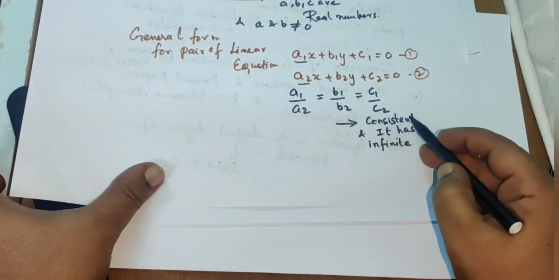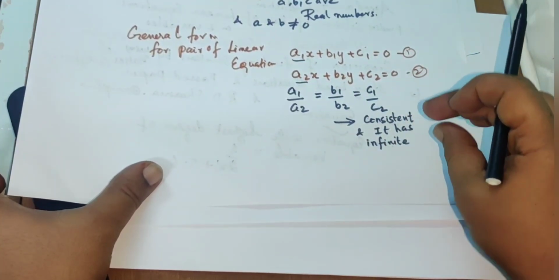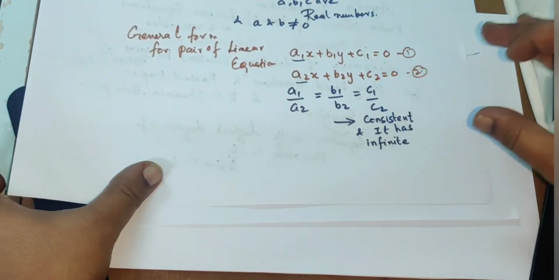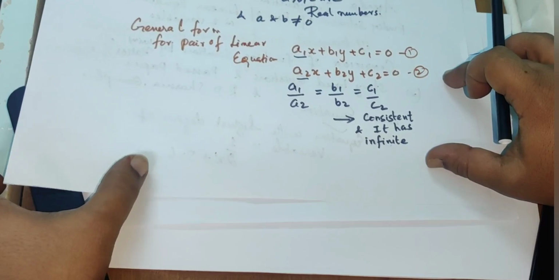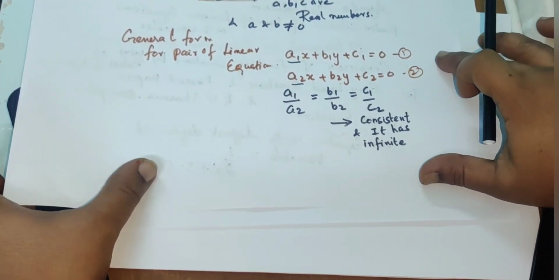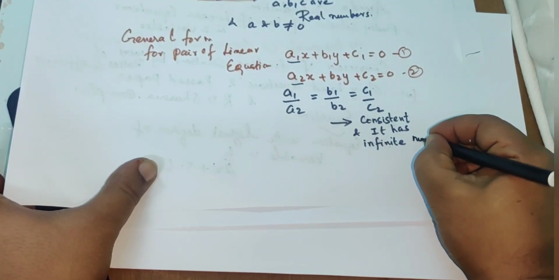Okay, consistent. So if all the ratios are equal, the system is consistent. The system in the sense the two equations we are solving, right? The given system is consistent. Consistent in the sense that finding the solution is possible. Okay, the system is consistent. It has infinite number of solutions.